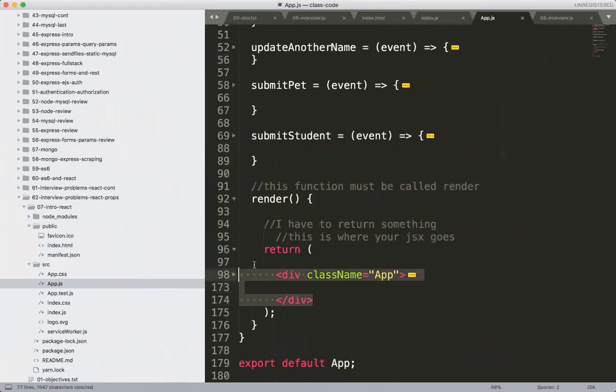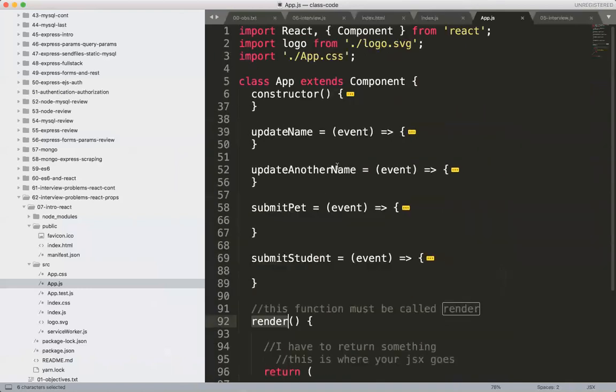And it must go inside the return of the render function. The render function is part of something called the component lifecycle, which we'll explore more next week. It's part of the React component lifecycle.